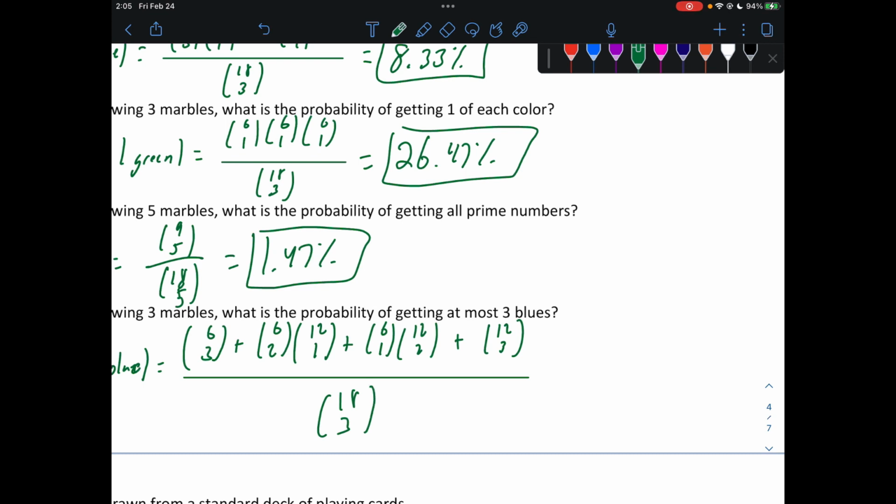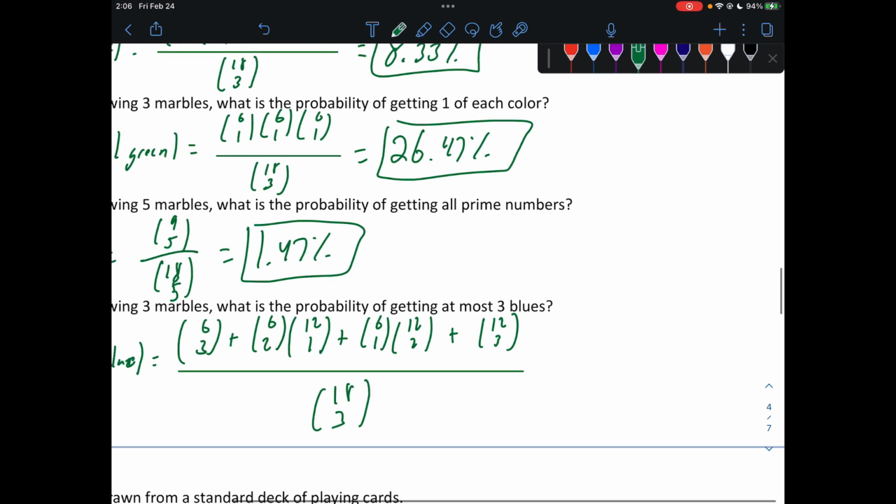All right, so take your time with this one. Really take your time with this one. I think I just screwed up with my calculator. Let me try it again here.